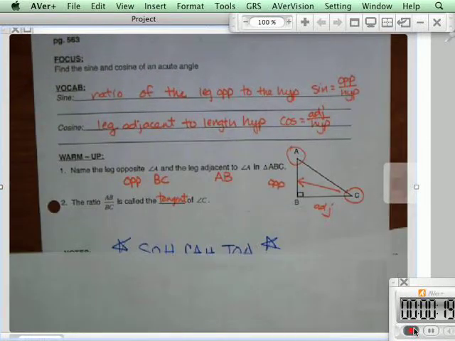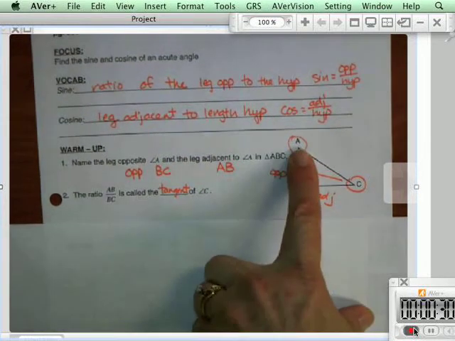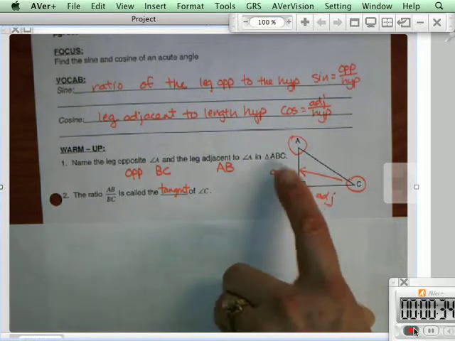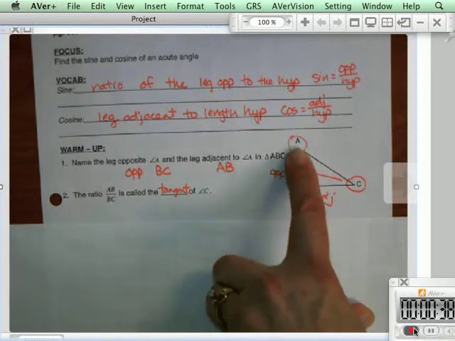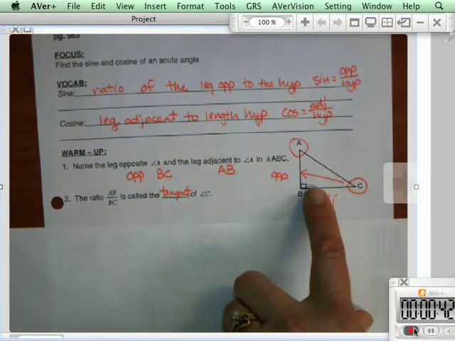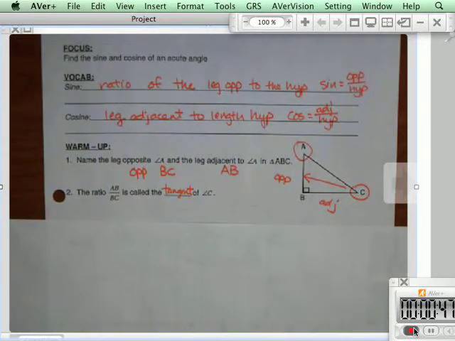Okay, here is the answers. So hopefully you remember it from Friday. The leg opposite angle A is BC, and the leg adjacent to angle A is AB, and the ratio AB over BC is called the tangent of angle C. Questions on that?